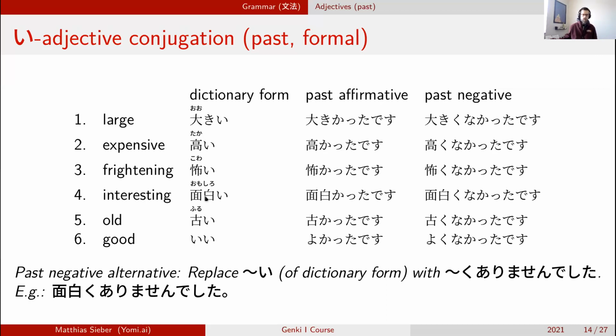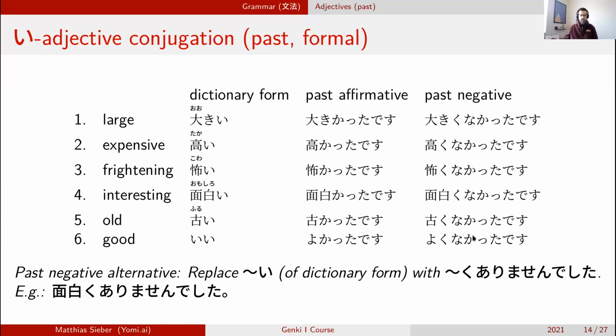So let's move on. Interesting. We have omoshiroi. Past affirmative is omoshirokatta desu. And the past negative, omoshirokunakatta desu. Old, furui, furukatta desu, furukunakatta desu. And good is our irregular i adjective. We have ii as the dictionary form. The past affirmative also, just like the non-past negative, uses the older dictionary form, which is yoi. So the past affirmative of ii and yoi would be yokatta desu, right? It was good. The past negative, it wasn't good. Yokunakatta desu, right?